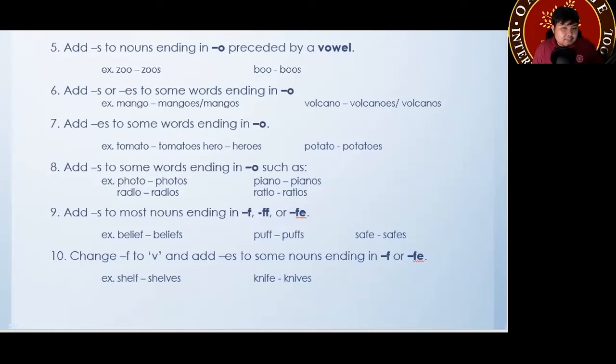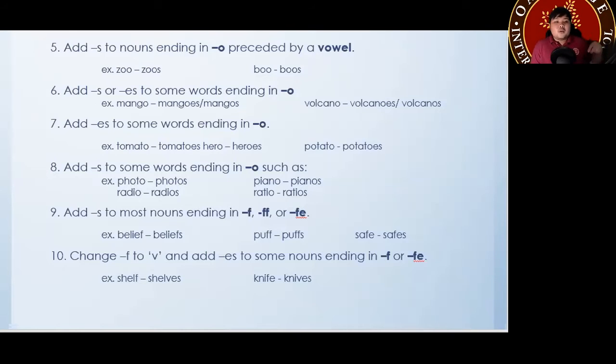They're not preceded by a vowel, okay, you add s. For example, photo becomes photos, just add s. Radio becomes radios. Piano, right? Becomes pianos. Ratio becomes ratios, right?